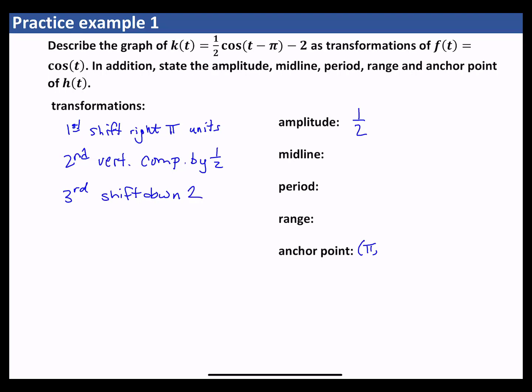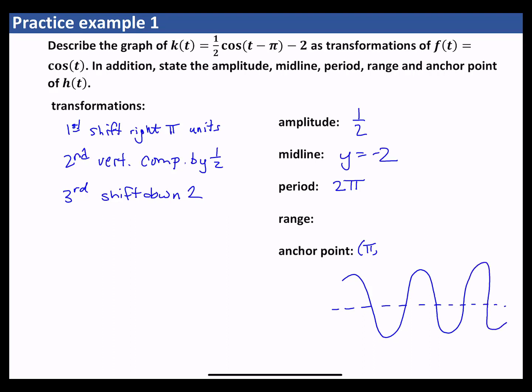Previously, we saw that vertical stretches and shifts do not impact the period, and nor do horizontal shifts, so the period is still 2 pi. We also saw that both vertical stretches and vertical shifts impact the range. So it helps if we recall that half the curve lies above and half the curve lies below the midline of y equals negative 2.